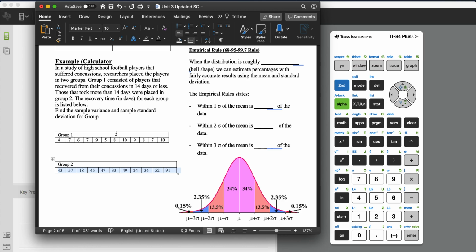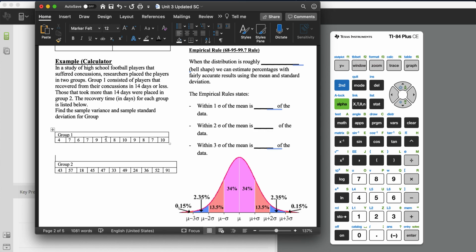There are two groups. Group 1 took less than 14 days, and group 2 took more than 14 days. If you look at this without even doing the calculations, you can see that the variation, or the spread, in group 2 is going to be a lot larger than the variation in group 1. But I want to show you how to calculate this using the calculator now.